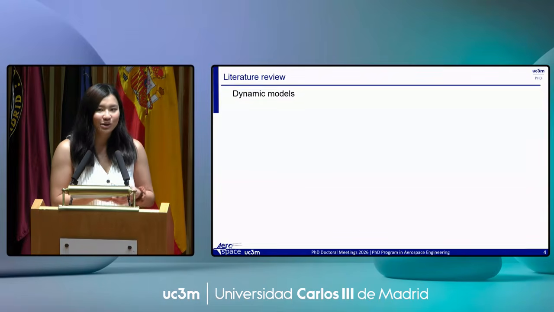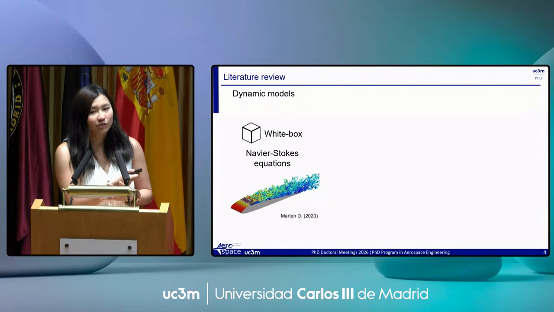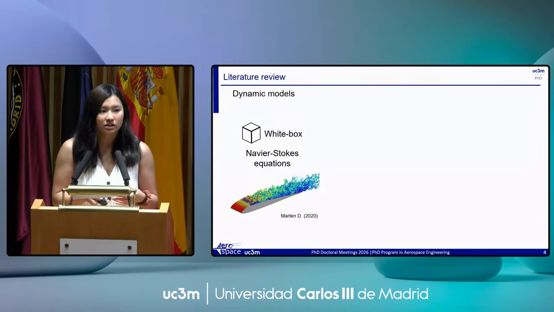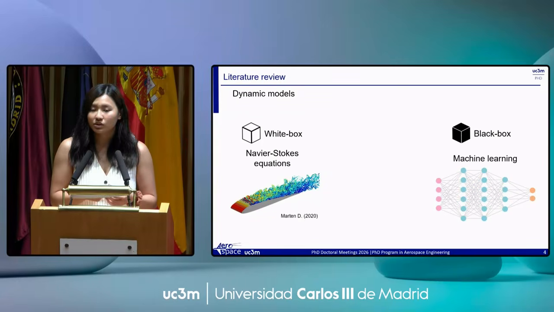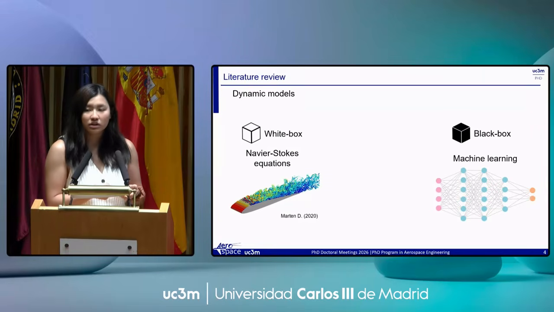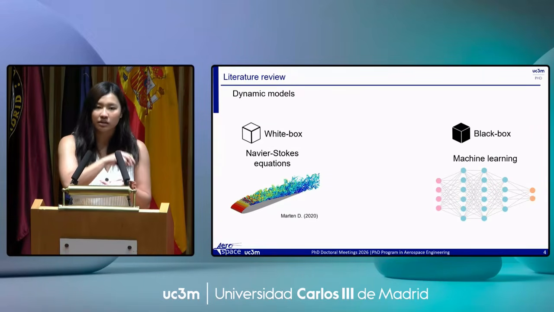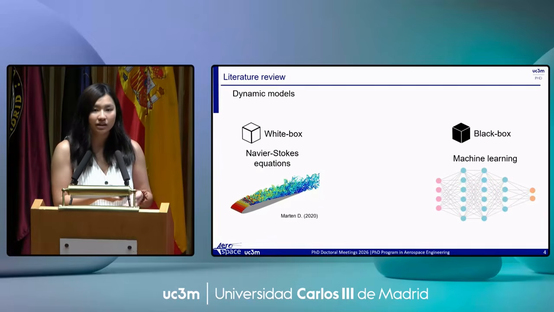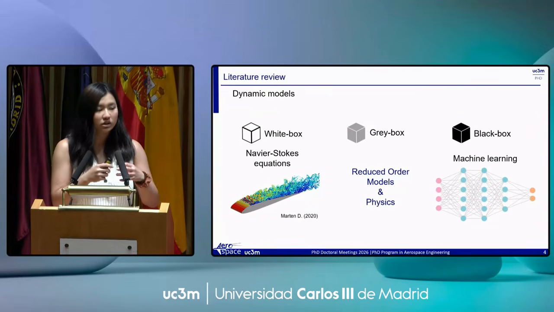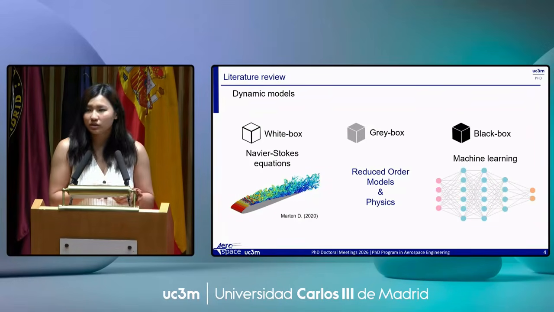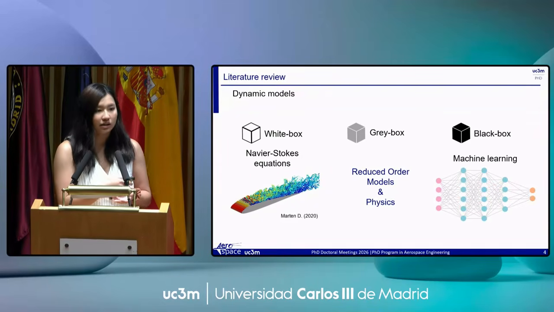Regarding the dynamical models, we have different types. First of all, we have white box models, which basically consist of solving the Navier-Stokes equations. Then we have black box models, which have gained a lot of popularity during the last decades. Basically, they are machine learning models which learn an input-output relationship between the data that you use to train the models. And finally, we have gray box models, which take the best of both worlds. In particular, they're interesting because they allow us to obtain reduced order models, but with physical insight inside.